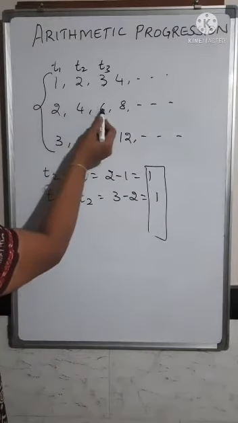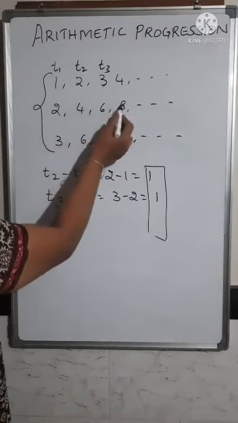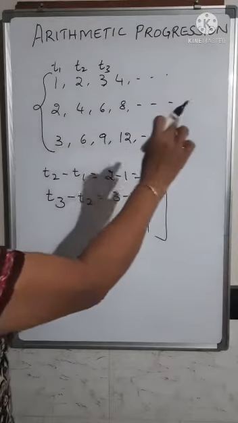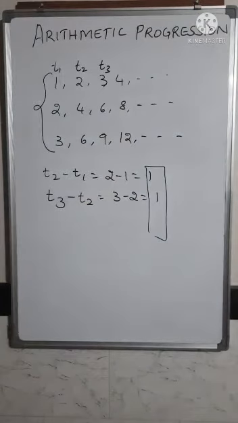So 4 minus 2 is 2. 6 minus 4 is 2. 8 minus 6 is 2. So you have the same constant difference throughout the sequence. Such a sequence you call an arithmetic progression.